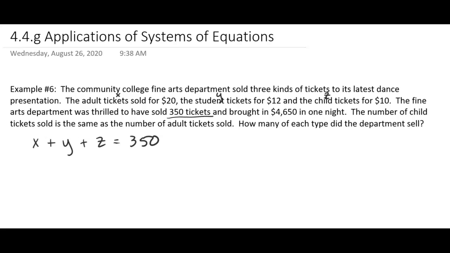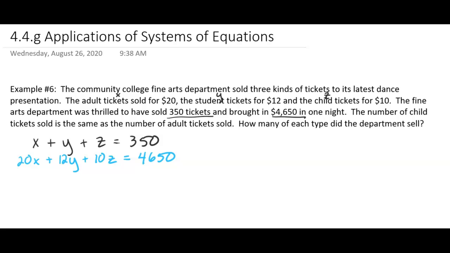Okay, so we did that and brought in $4,650 in one night. So now we need another equation showing value, like how much money did you make off the adult tickets? Well, it was $20 per adult ticket. It was $12 for every student ticket, and it was $10 for every child ticket. And that brought in a total of $4,650. The number of child tickets sold is the same as the number of adult tickets sold.